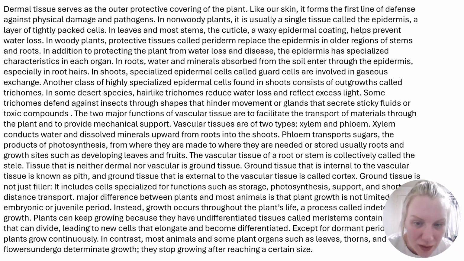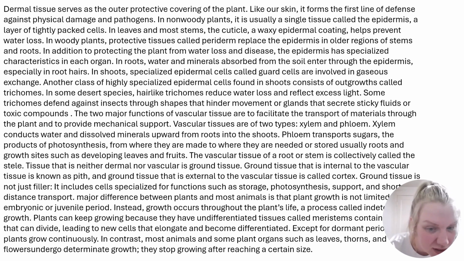In addition to protecting the plant from water loss and disease, the epidermis has specialized characteristics in these organs. In the roots, water and minerals absorbed from the soil enter through the epidermis, especially in the root hairs. In shoots, specialized epidermal cells, guard cells, are involved in gaseous exchange. Another class of highly specialized epidermal cells in the shoots consists of outgrowths called trichomes. In some desert species, hair-like trichomes reduce water loss and reflect light.